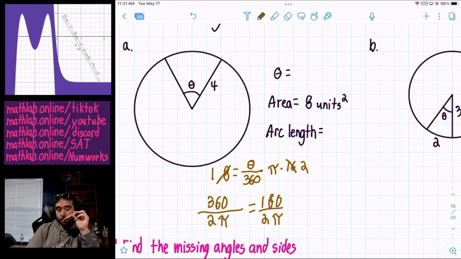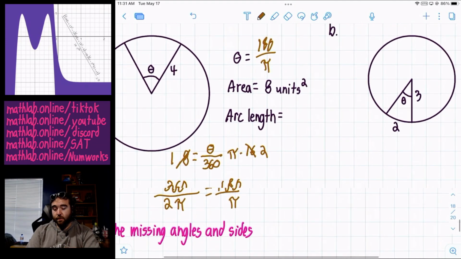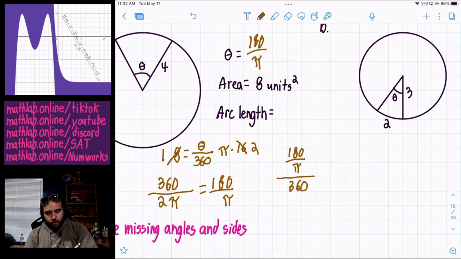Yeah. That's the angle. 180, not over 2 pi, over pi. 180 over pi, which is like 60 degrees-ish. So now when we find the arc length, oh, that's kind of annoying. So for the arc length, let's do it perfect. So we'll do 180 over pi over the whole circle, 360, times 2 pi times the radius.